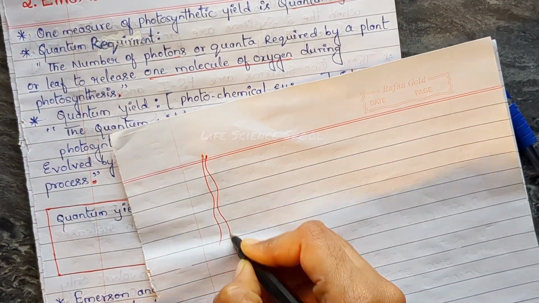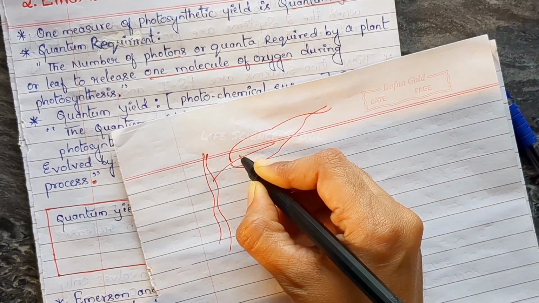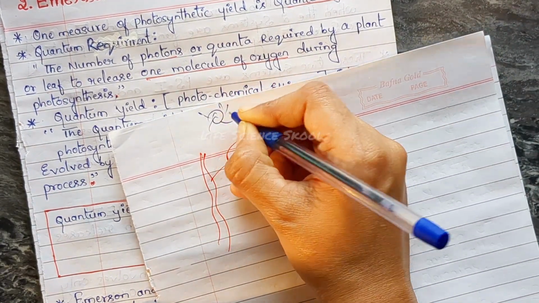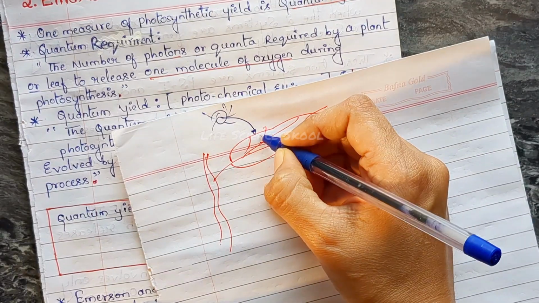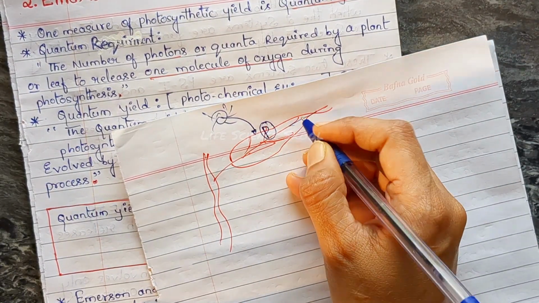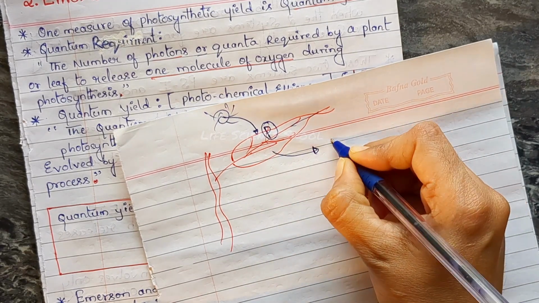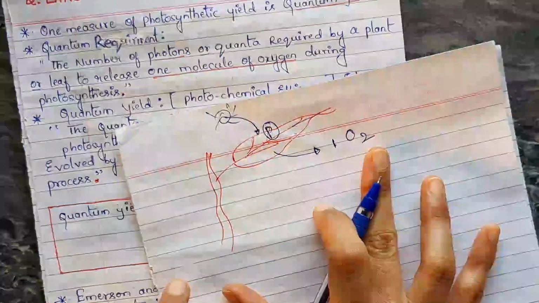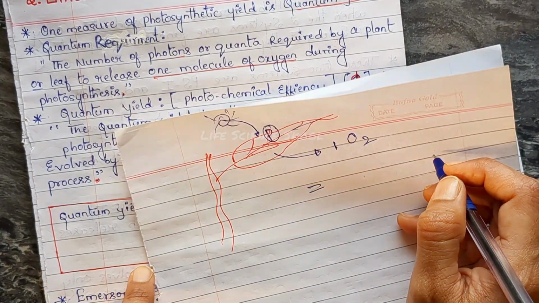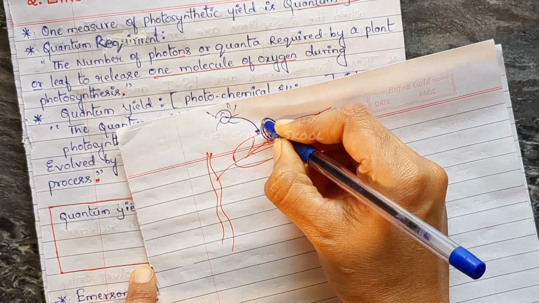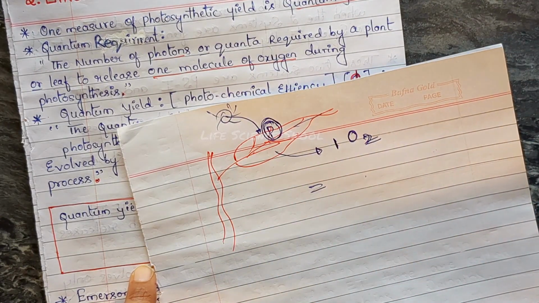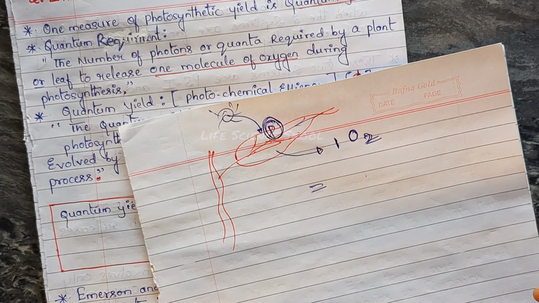Think this is the plant, this is the leaf, and this is the sun. How many photons are absorbed by this leaf or plant to release one molecule of oxygen? That actually gives the quantum yield, or the quantum efficiency.